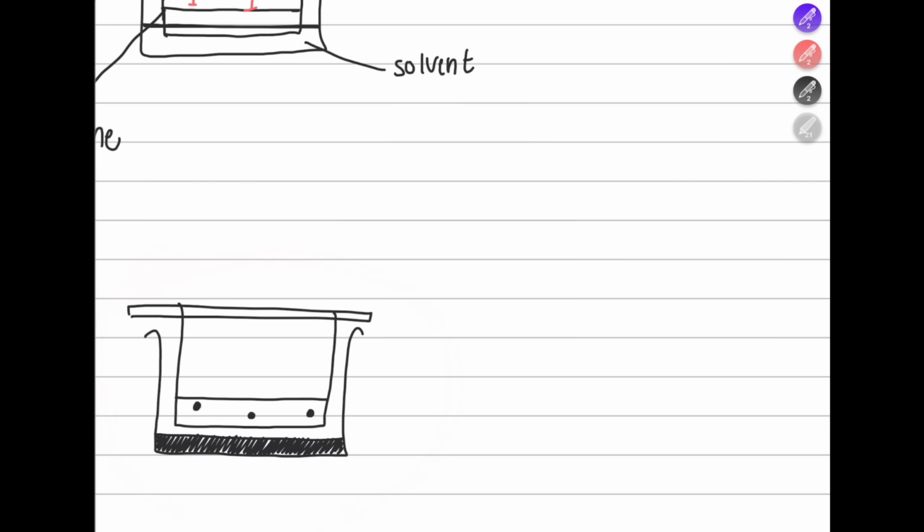there are 3 mistakes. Can you identify the 3 mistakes? Alright, so the first mistake is that the samples that we have are not on the baseline, they are below the baseline. And why is that important? Because how will we calculate the RF value if we don't know the starting point? How will we know what our distance traveled is?